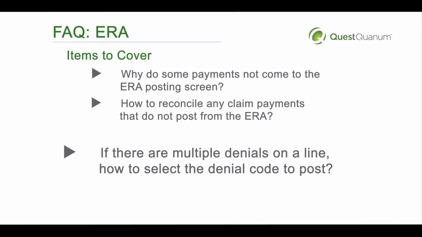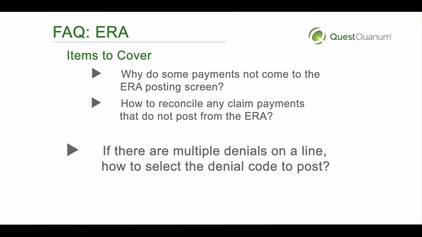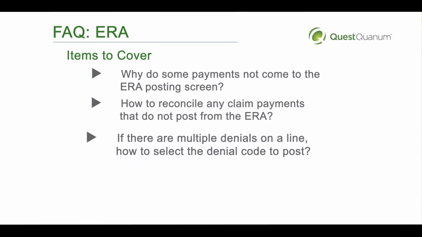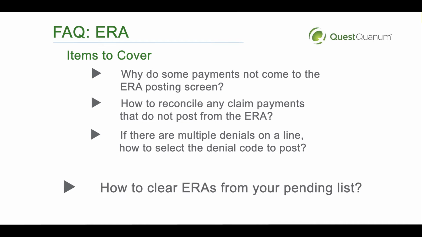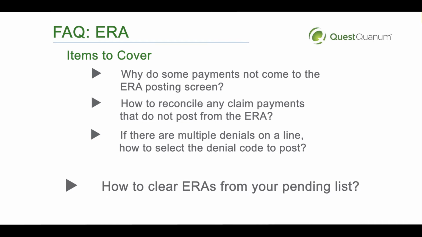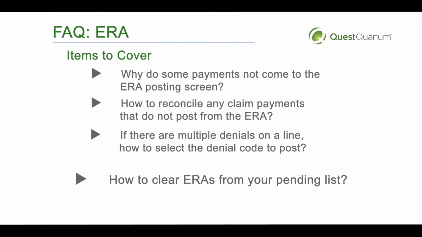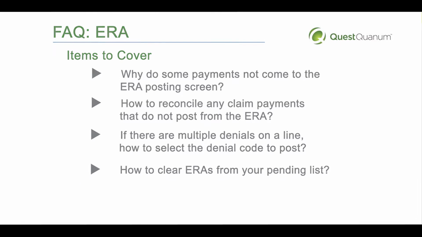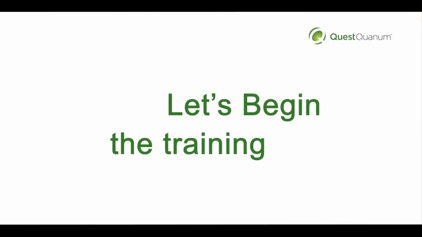If there are multiple denials on a line, how to select the denial code to post. How to clear ERAs from your pending list. So let's look at these items.